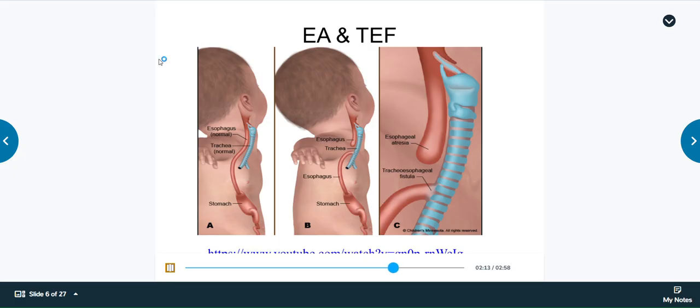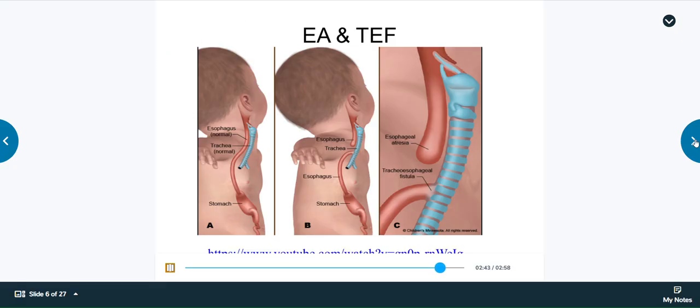Management, think positioning. We want to elevate the head of the infant's crib to help prevent aspiration of those excessive secretions. We're going to place an NG tube and set it to aspirate every 5 to 10 minutes because we want to keep that proximal pouch of the esophagus clear of secretions. If those secretions accumulate, the infant will have vomiting, start choking, aspirate all those secretions, and eventually become cyanotic.